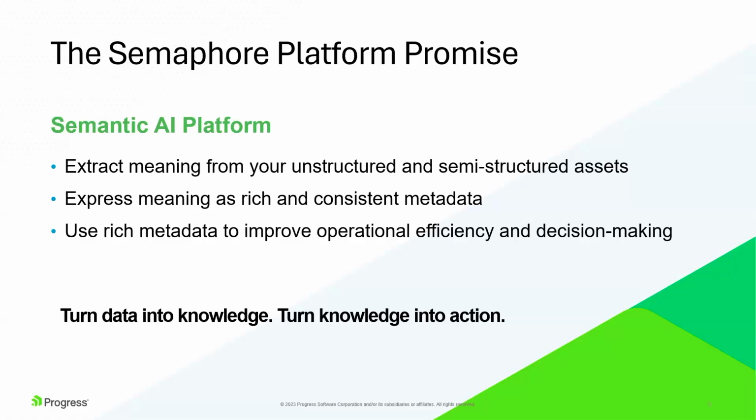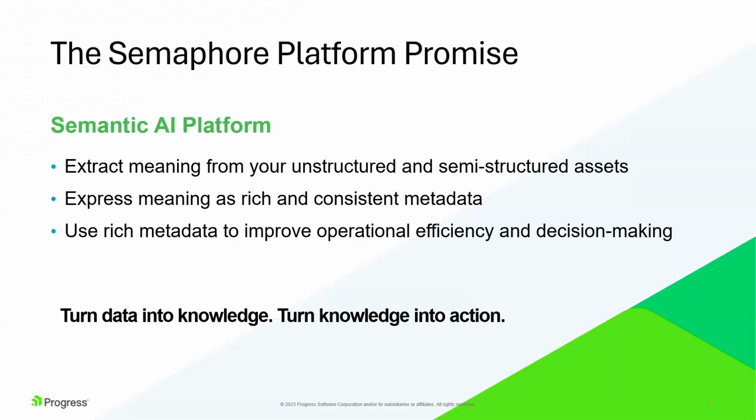Thank you, Hanal. I thought we'd start with just talking about what we call the Semaphore promise. It gives you a sense of what Semaphore is for. Why is Semaphore brought into an organization, and what types of problems does it solve, and processes does it enable? When we talk about Semaphore, we call it a semantic AI platform because it uses a lot of different methods, including NLP and ontologies, that fit into the overall AI domain to deliver very specific value.